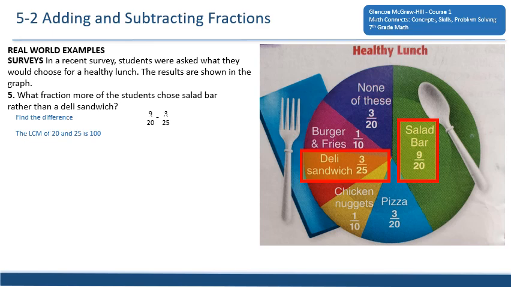And the least common multiple of 20 and 25 is 100. So in order to get 9/20 to an equivalent fraction with a denominator of 100, we have to multiply the numerator and denominator by 5. And in order to get 3/25 to an equivalent fraction with a denominator of 100, we need to multiply 25 times 4, so we also need to multiply 3 times 4. And if we rename those as 45 over 100 minus 12 over 100, we're going to get 33 100ths.